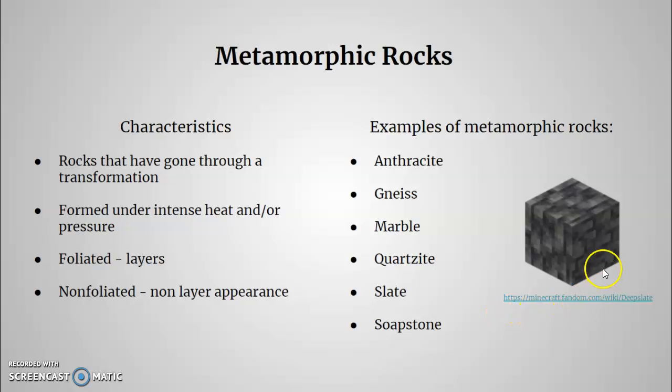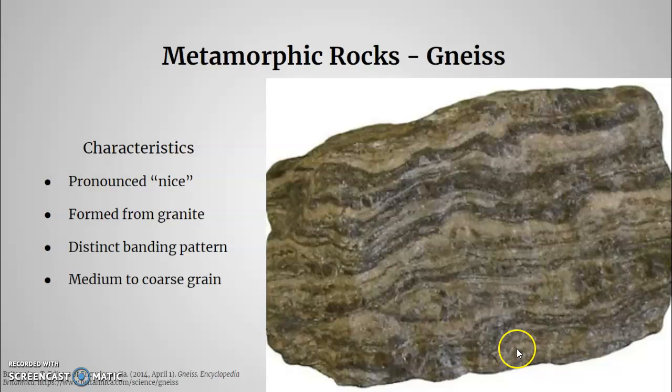And again, I've got some deep slate from Minecraft. One of the metamorphic rocks I mentioned is gneiss, and it's pronounced just like you would say, have a nice day. It's formed from granite, and it's known for its distinct banding pattern. If you can see these bands here. It's usually medium to coarse in the grain.